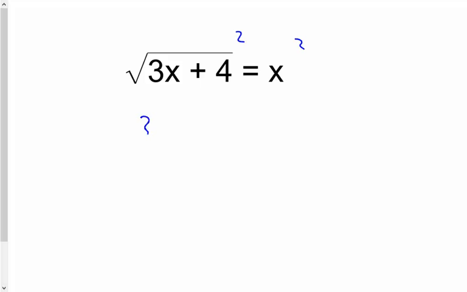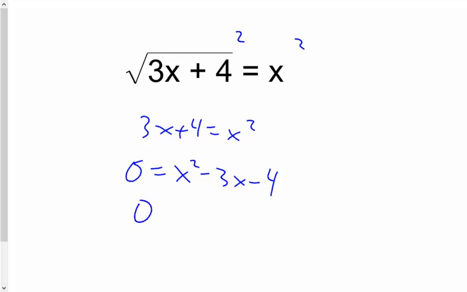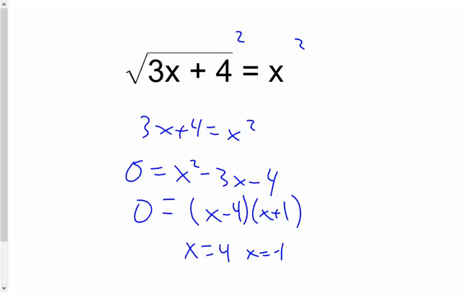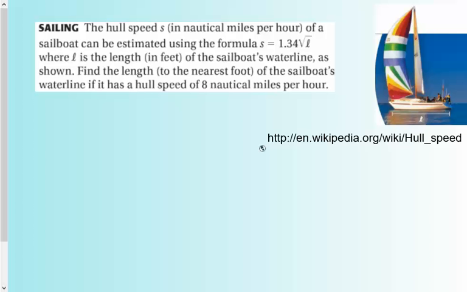Square both sides. 3x plus 4 equals x squared. Bring everything over to the x squared side. And factor this. x minus 4, x plus 1. 2 solutions are x equals 4, x equals negative 1. And then when I plug in the negative 1, you have the square root of whatever equals negative 1. This does not work, so we throw that out. When we plug in 4, square root of 16 equals 4, that one does work. So generally it's the negative 1 that doesn't work, but you're just going to have to check those out.